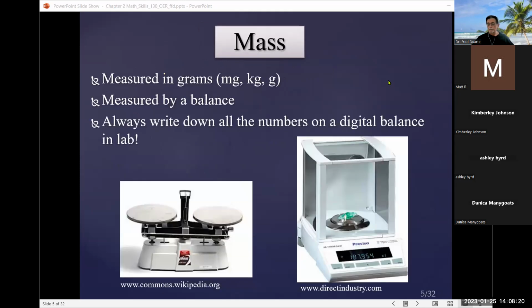All right. Mass, we use milligrams, kilograms, and grams. The balance on the right is very similar to the balance you're going to use in the lab. I did introduce the balance on the left. Obviously, the one on the right has a lot more accuracy, okay? Looks like from the picture, I can go maybe 3 decimal places. The one on the left, I can probably go maybe 2 decimal places.